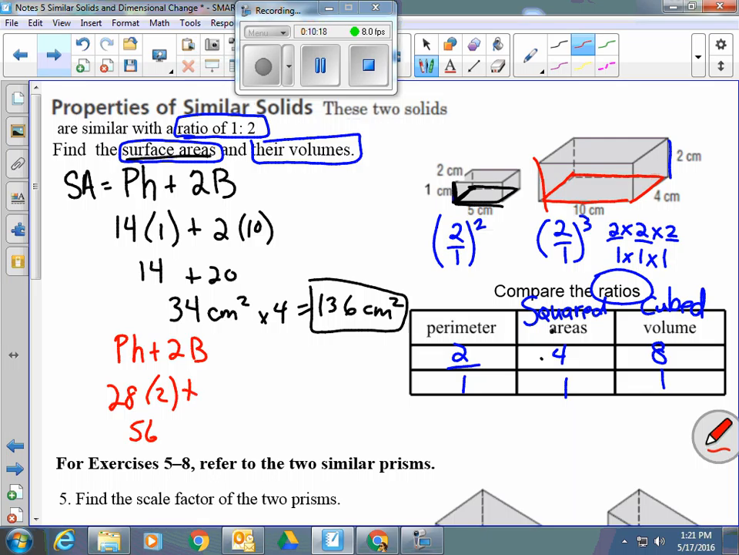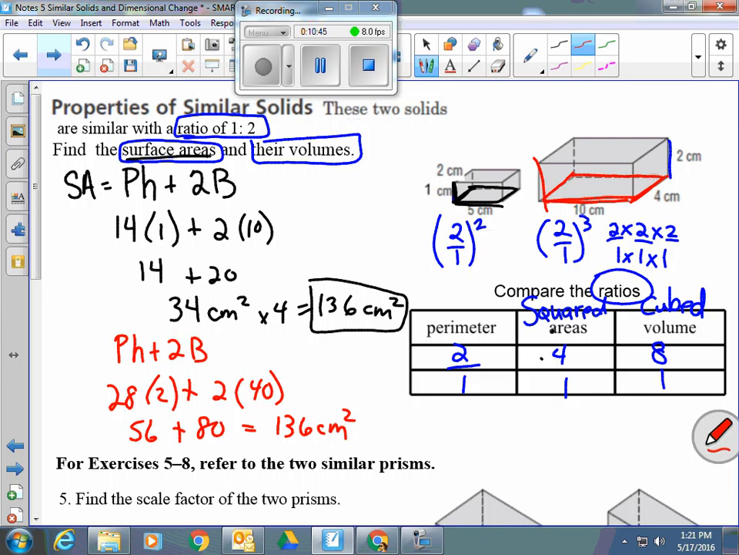And then the area of my base is 10 times 4. So it's 10 times 4 is what, 40? Times 2 gives me 80. When I add those up, don't I still get 136 centimeters squared? So did I really have to work this out? No, not if I know whatever my ratio is, I square it, and that's going to become my new magic number for the change.